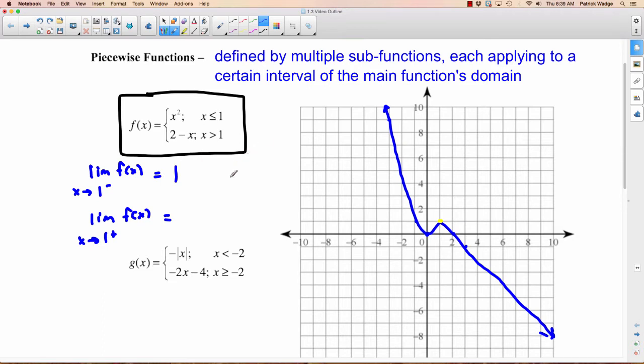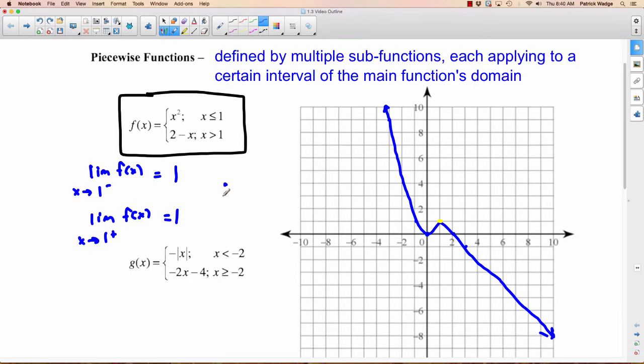Okay, now let's look at it from the right-hand side. As I slide along this function and get closer and closer to that yellow dot, which y value, which output value, are we getting really close to? We're getting very close to 1 again. So in both the left-hand limit and the right-hand limit, we're getting very close to 1.